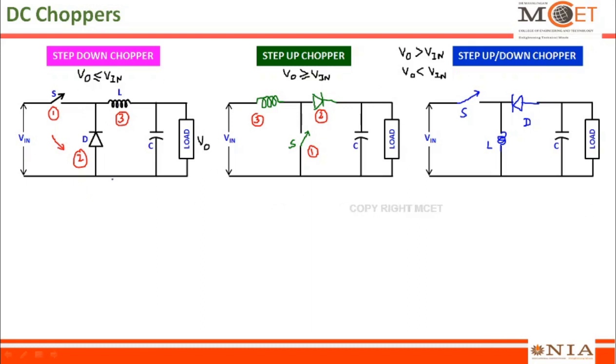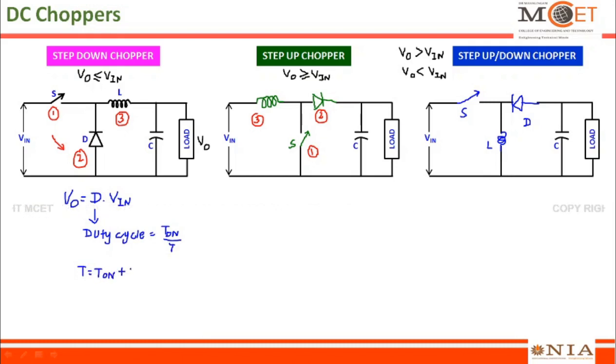Before understanding the detailed operation of all these three choppers, let us try to understand analytically the relationship between the input voltage and the output voltage with the help of duty cycle. We have derived the expression for step down chopper. The relationship between output voltage and input voltage is output voltage V0 equals D times the input voltage Vin, where D is called the duty cycle. This duty cycle is given by Ton by T, where T is equal to Ton plus Toff.